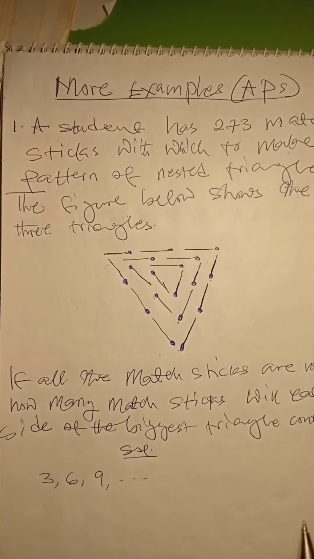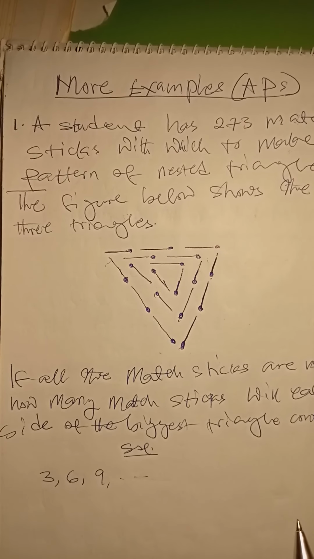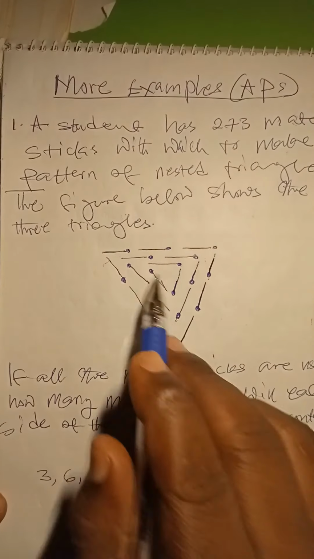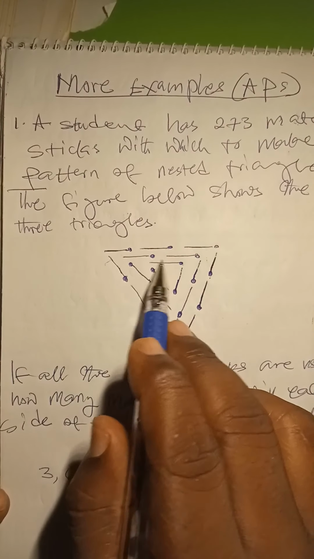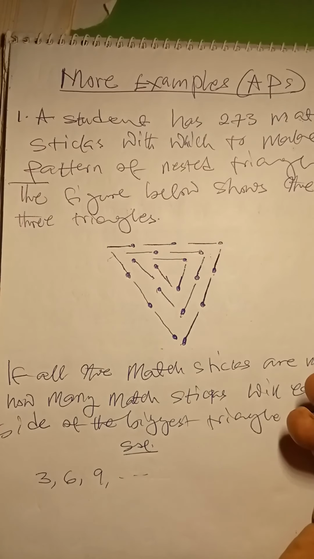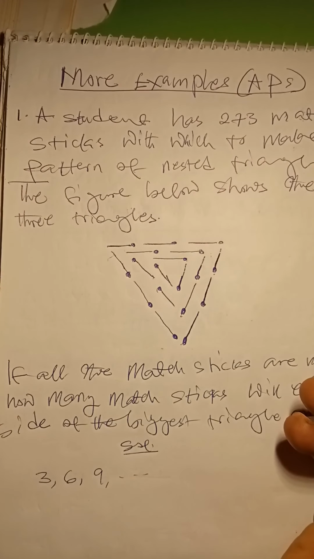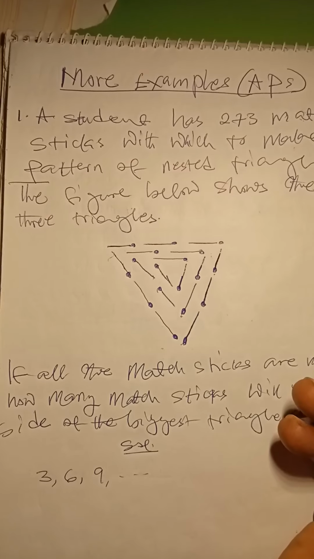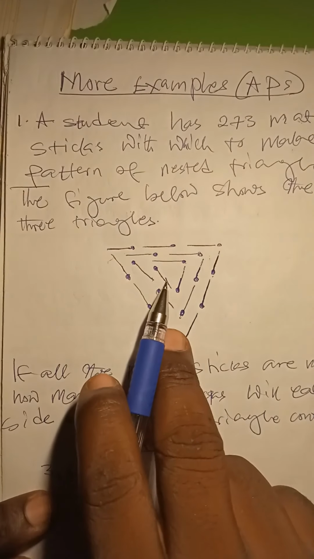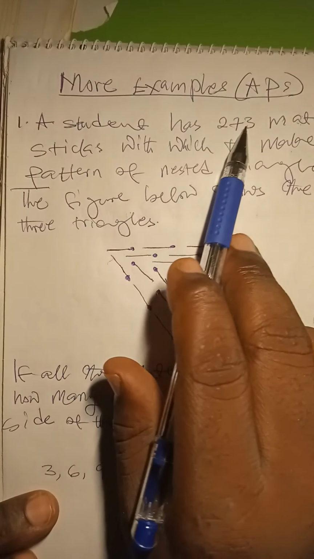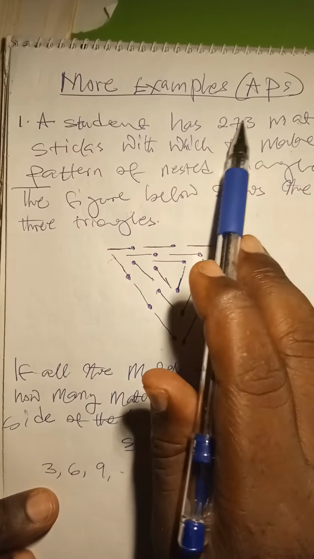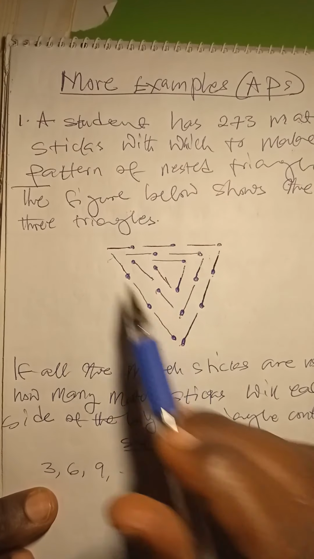But I can also look at it this way by considering each side, since I'm dealing with the sides. If I look at the first side of this triangle, it has 1, it has 2, it has 3. So this is another way I can look at this particular problem, okay? But mind you, put something in your mind. If I'm looking at this kind of AP for this triangle, then the sum is 273 matchsticks. 273 matchsticks will produce this kind of triangle.